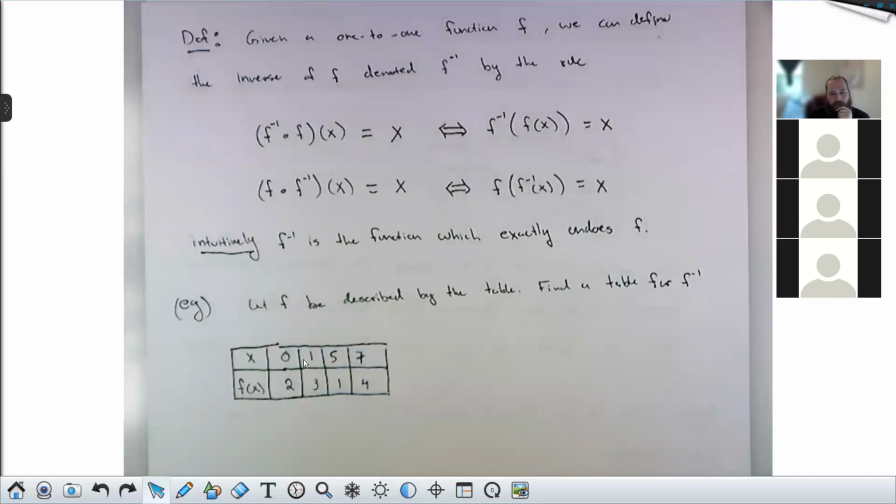So do different inputs get sent to different outputs? If the answer to that is yes, then this function is one-to-one. In other words, what you want to look for are repeated outputs, right? Like when you're checking if something is a function, you look for repeated inputs. If you're checking to see if a function is one-to-one, you look for repeated outputs. Are there any repeated outputs here?